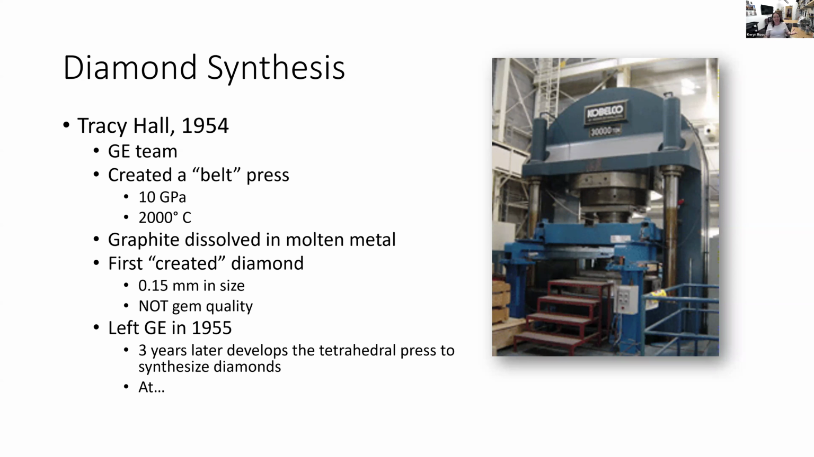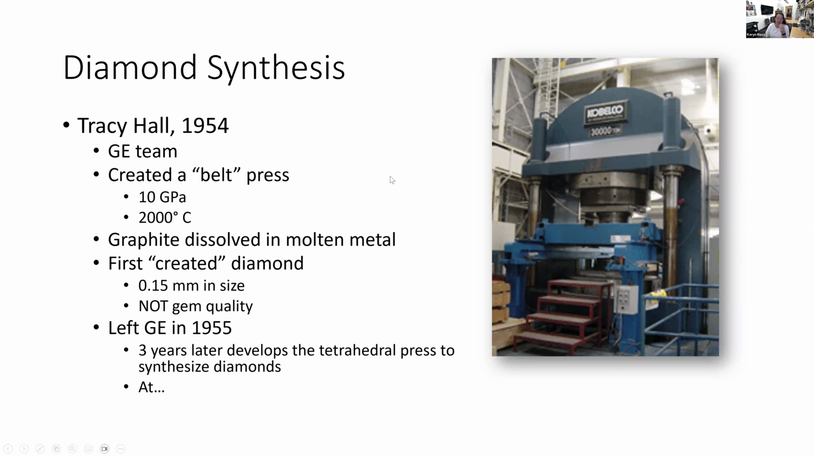And it wasn't until like the 1980s that it was discovered that they actually beat Tracy Hall by a couple of months. But because Tracy Hall was allowed to publish it and to talk about it, and GE made a big deal about it, he's considered the first person to make a synthetic diamond, even though these other guys were the first people, really. But you got to publish. You got to publish.